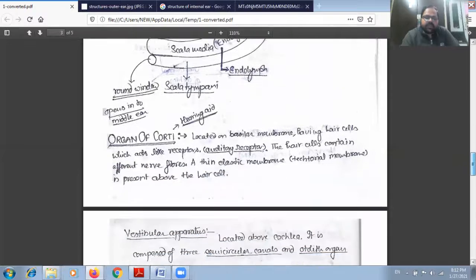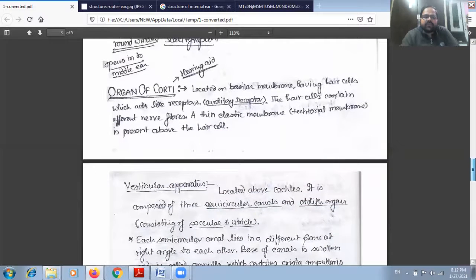Now we'll see some details of the organ of Corti, which is also called the hearing aid. It is located on the basilar membrane, having hair cells which act like the auditory receptor. The hair cells contain the afferent nerve fiber, and a thin elastic membrane, the tectorial membrane, is present above the hair cell.